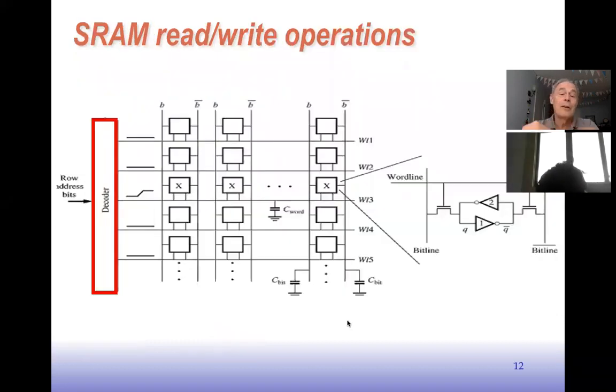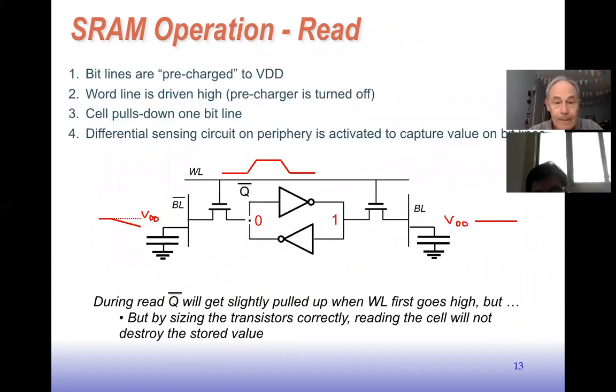So we're going to talk now about, for this 6T cell SRAM, what the operations are involved for reading and writing values out of the cell array. Okay, and so here's the read operation first.